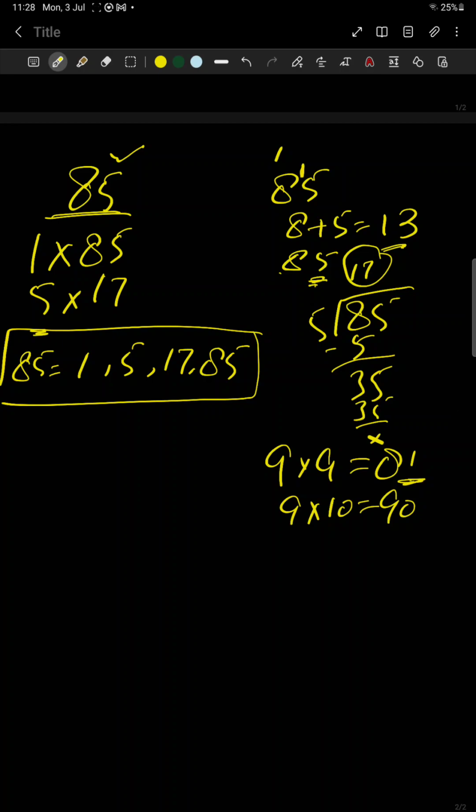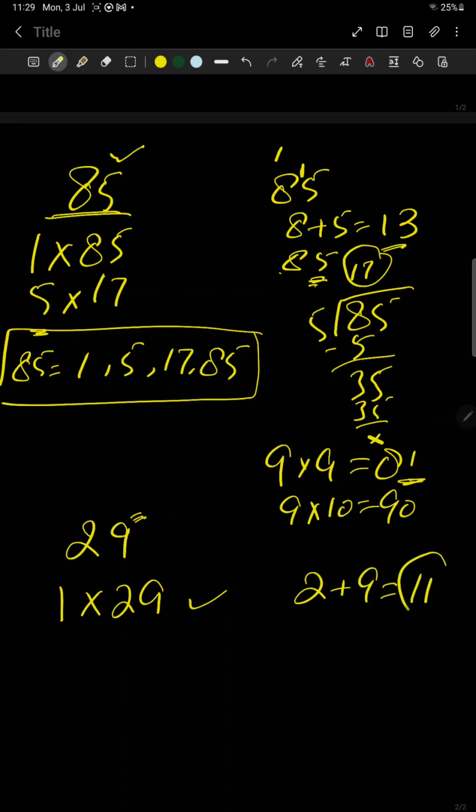Now the next number, for instance, is 29. We are going to check what the factors of 29 are. So the first ones are always 1 and 29. So this is the first way we can factorize this number. Any other way? We will not check any even number because the last digit is odd, so it will not be divisible by any even number. So we will check only the odd numbers. Now 2 plus 9 is equal to 11. 11 is not divisible by 3, so 29 is not divisible by 3.